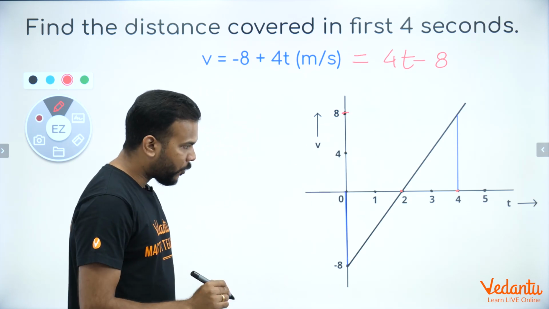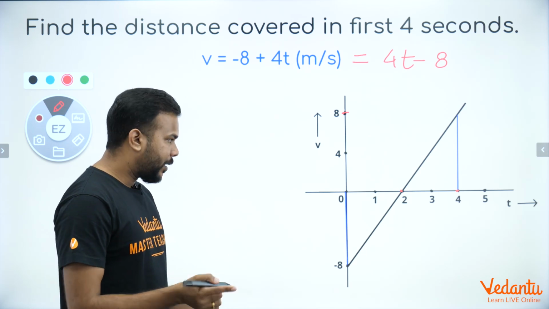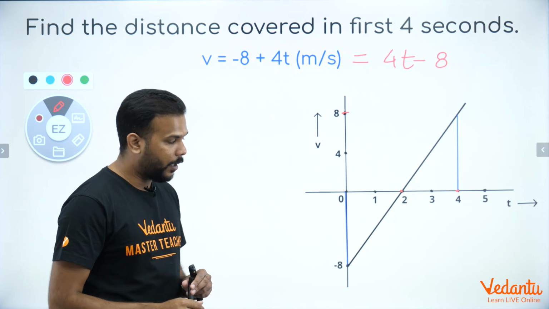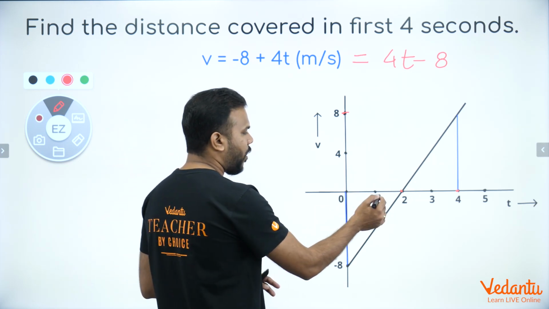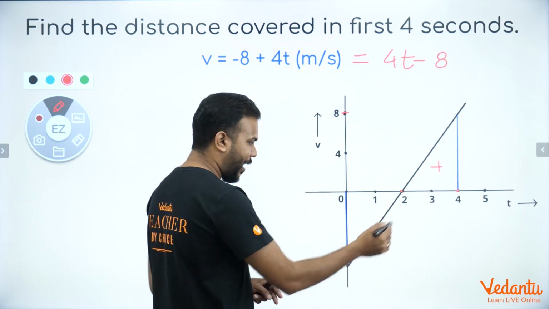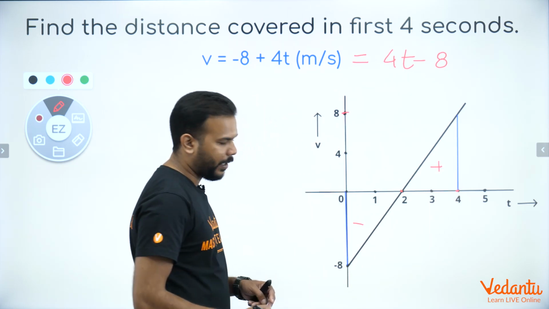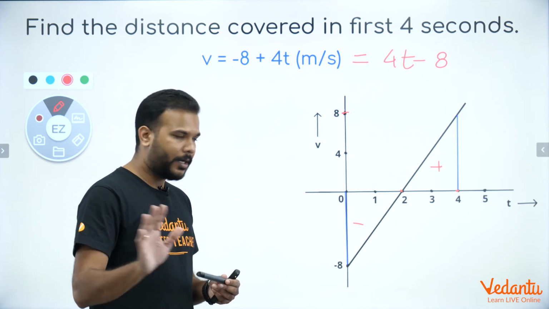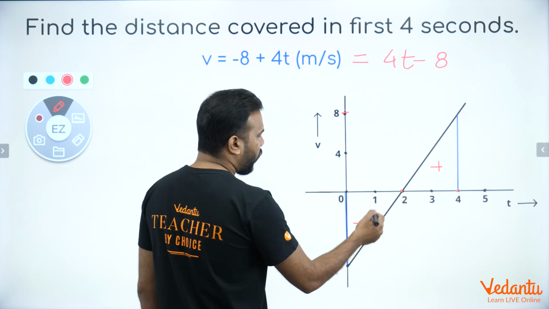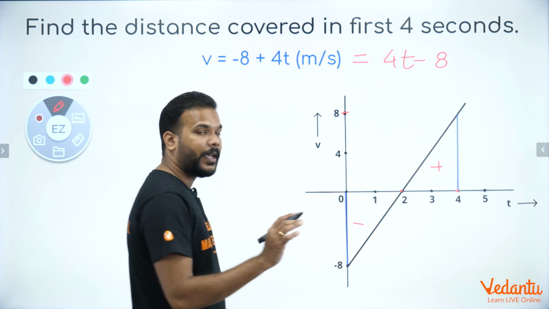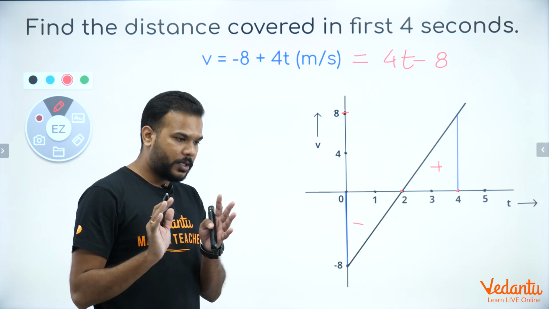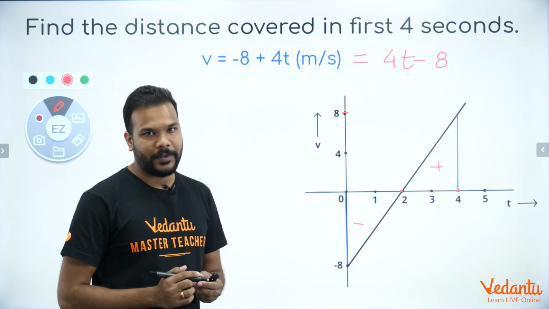Okay, the other thing that you should know when you are using the graphs and trying to find out the area is that area above the x-axis is positive area, and area below the x-axis is negative area. I'm sure you are also aware about that, but if you're not, keep this in mind. Now, when we are going to find out the distance, we are basically going to calculate the value of displacement, and we are going to just consider the positive value of that displacement.